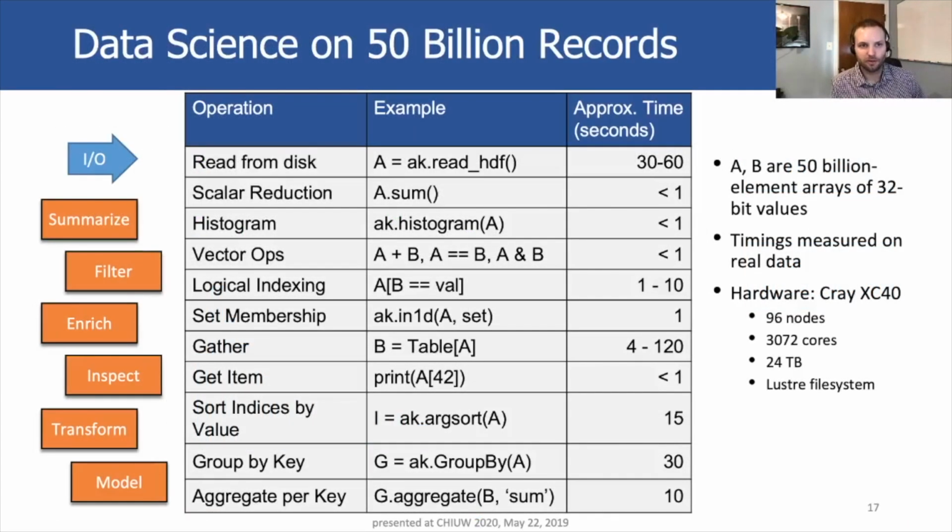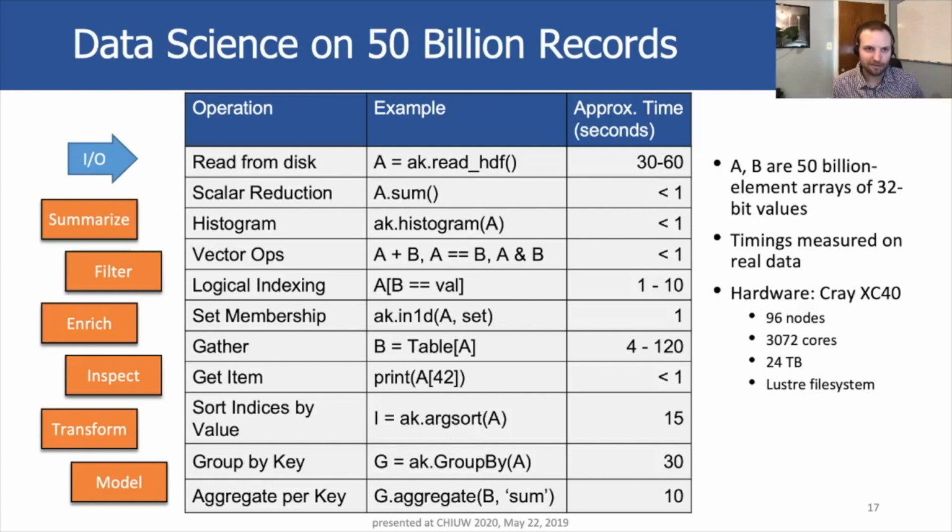Okay, and this slide shows some data science operations available in Arkouda, along with some timings that were collected for 250 billion element arrays of 32-bit values. The timings were measured on real data that the Arkouda team was exploring in their actual work. And they just happened to be measuring the timings as they were working and exploring this data. And these timings were collected on a Cray XC40 over 96 nodes.